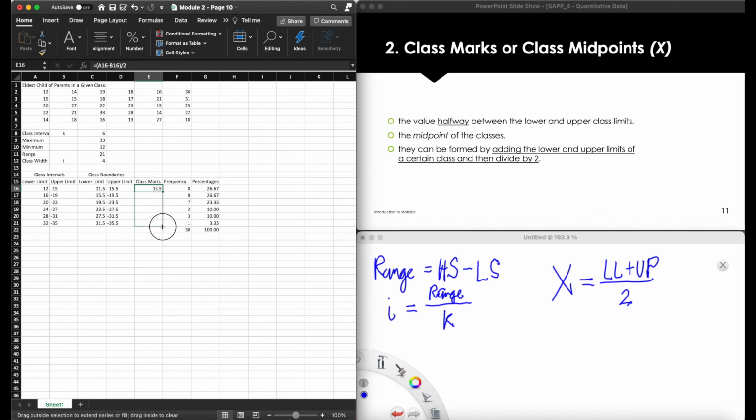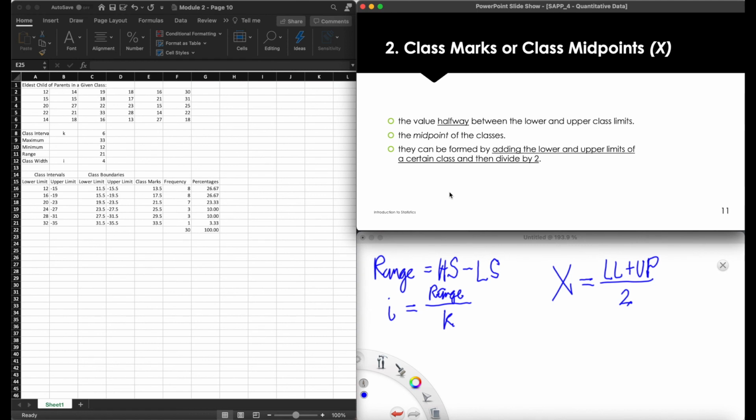And then we'll just drag this, and then voila, what we have is the class marks for all the class intervals. Notice that the class marks also follow the class width. So we have 13.5 plus 4, 17.5 plus 4, 21.5 plus 4, 25.5. So it still follows the class intervals.